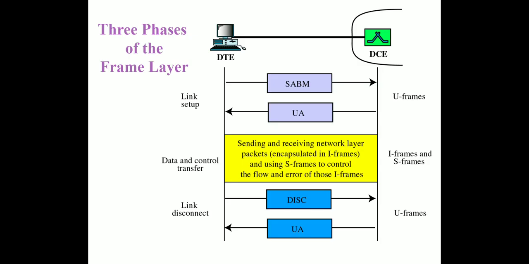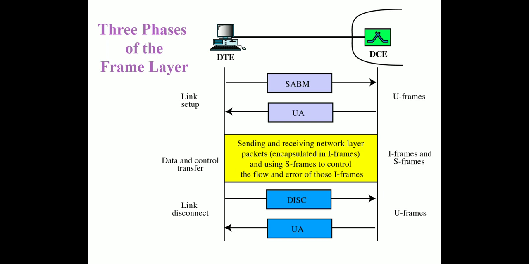So these are the three phases of the frame layer. How do you establish a connection between a DTE and a DCE? Whichever device, either the DTE or the DCE, wants to start the communication will initiate the connection. How do they initiate the connection? They will send a SABM frame, that is Set Asynchronous Balanced Mode. In this case, the DTE is sending a SABM frame to the DCE.